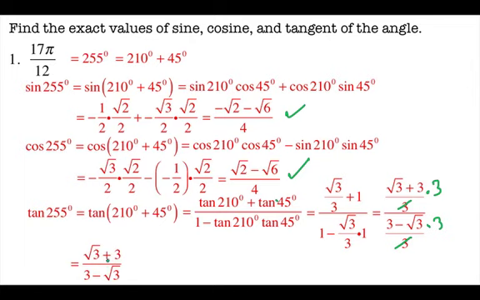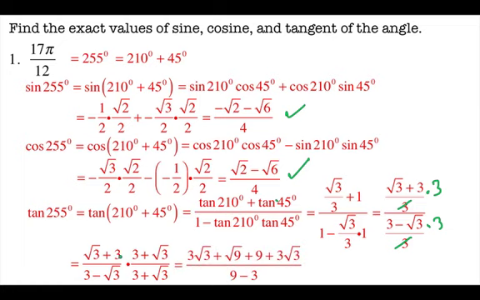At this point, you don't want to leave the answer like this because you have a radical denominator, which means that you have to rationalize. So you have to multiply this. You're going to have to multiply top and bottom by the conjugate of this denominator, which is 3 plus radical 3, 3 plus radical 3.